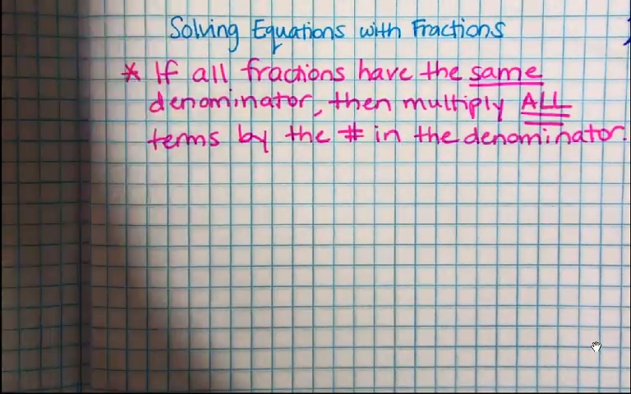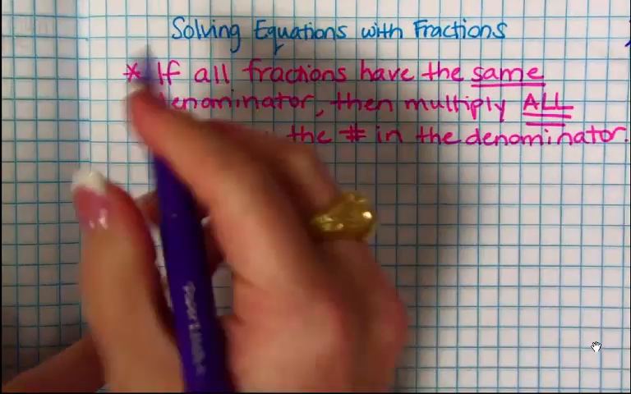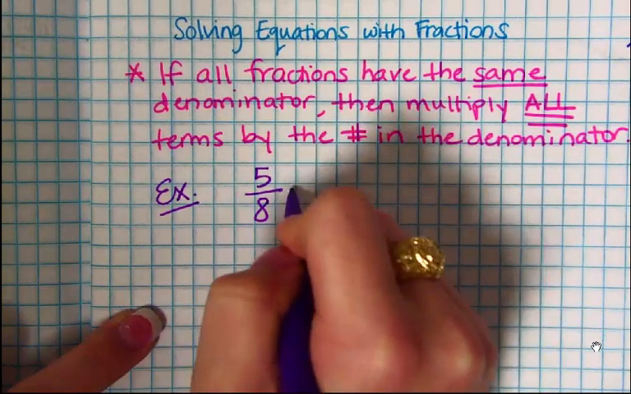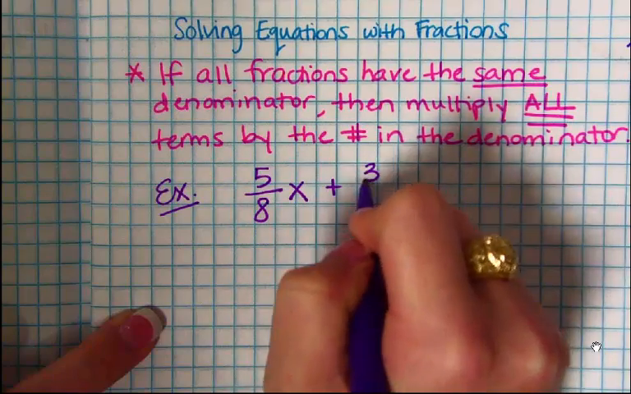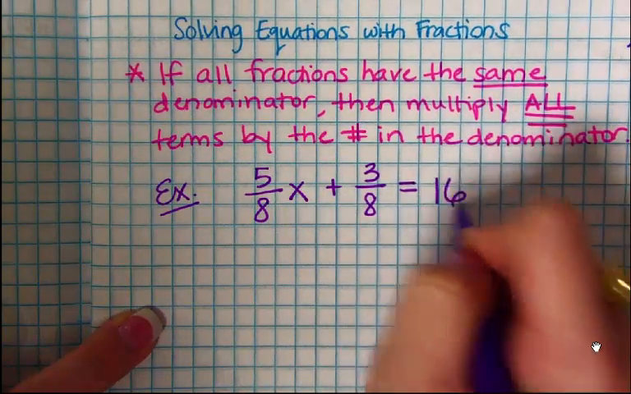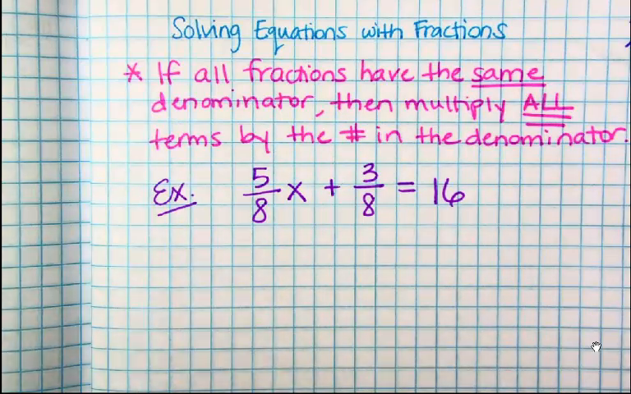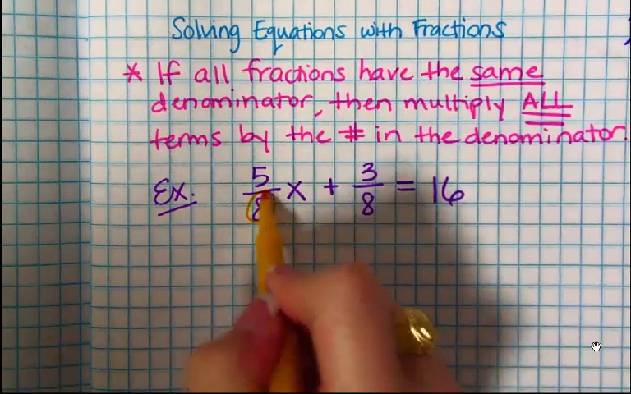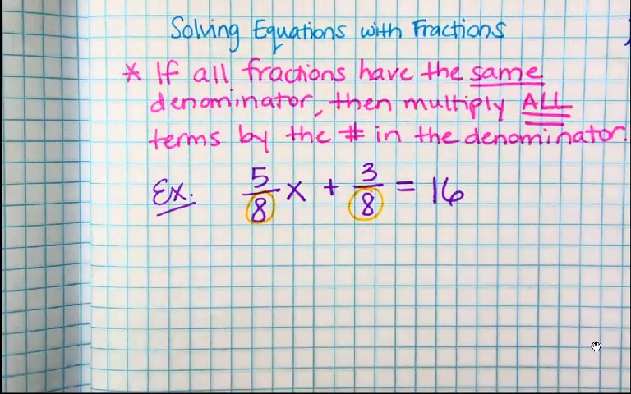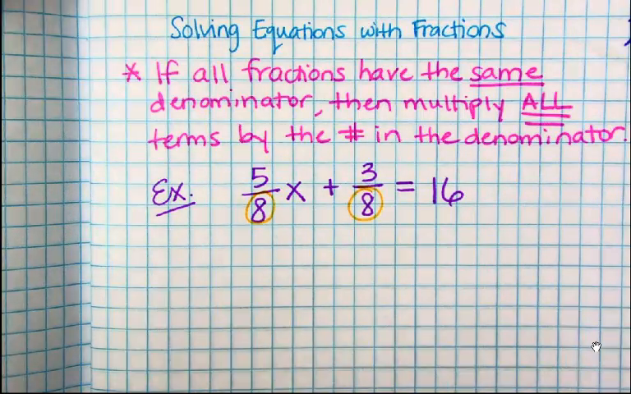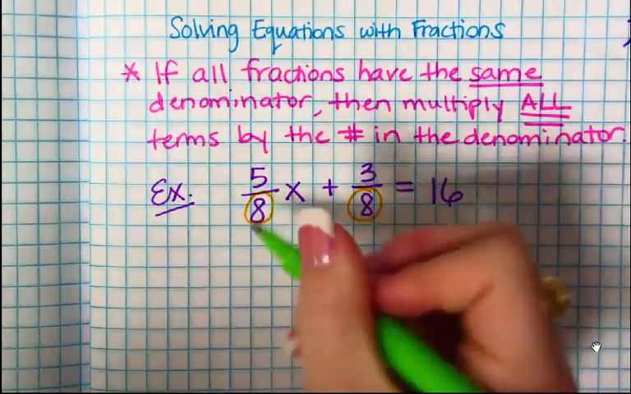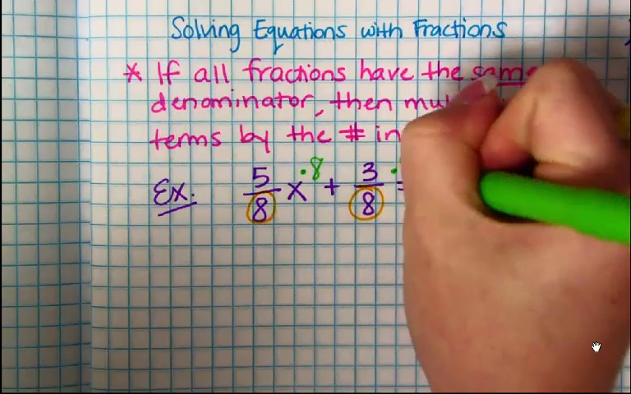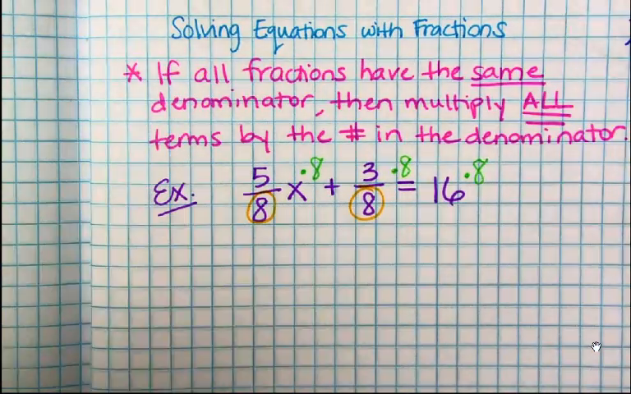Alright, let's take a look at an example. Let's say we've got the problem 5/8x plus 3/8 is equal to 16. The first thing I do is look at my denominators. I've got an 8 here and an 8 here. It's the same, so I'm going to multiply every single term by 8: the 5/8x times 8, the 3/8 times 8, and the 16 times 8.